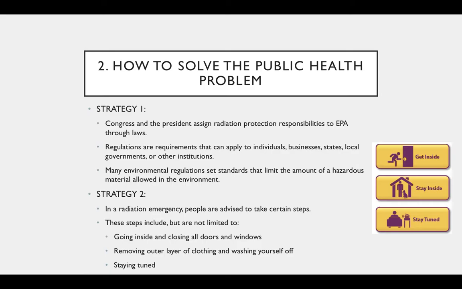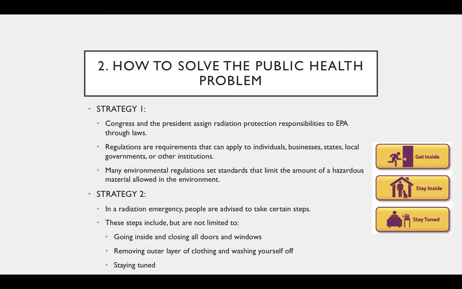So how to solve the problem? Strategy 1. Congress and the President assign radiation protection responsibilities to EPA through laws. Regulations or requirements that can apply to individuals, businesses, states, local governments, or other institutions. Many environmental regulations set standards that limit the amount of hazardous material allowed in the environment.